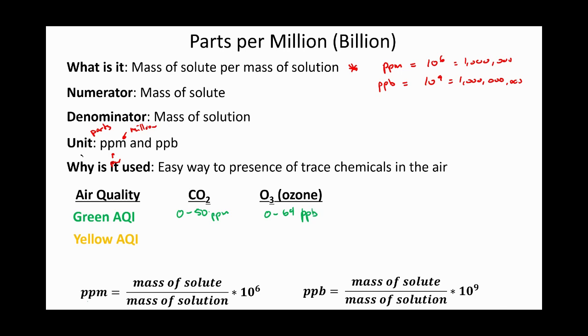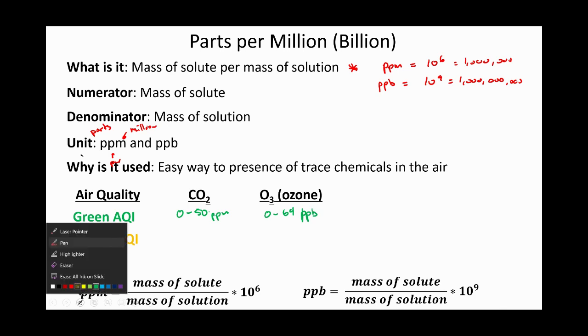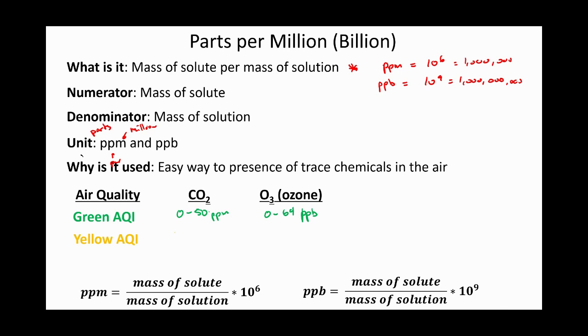And in the yellow region, maybe that means that we have a little bit more. So we have 51 to 100 parts per million for CO2. That's when we're in the yellow zone. We're starting to want to be a little bit careful here. And then 65 to 84 parts per billion for ozone.